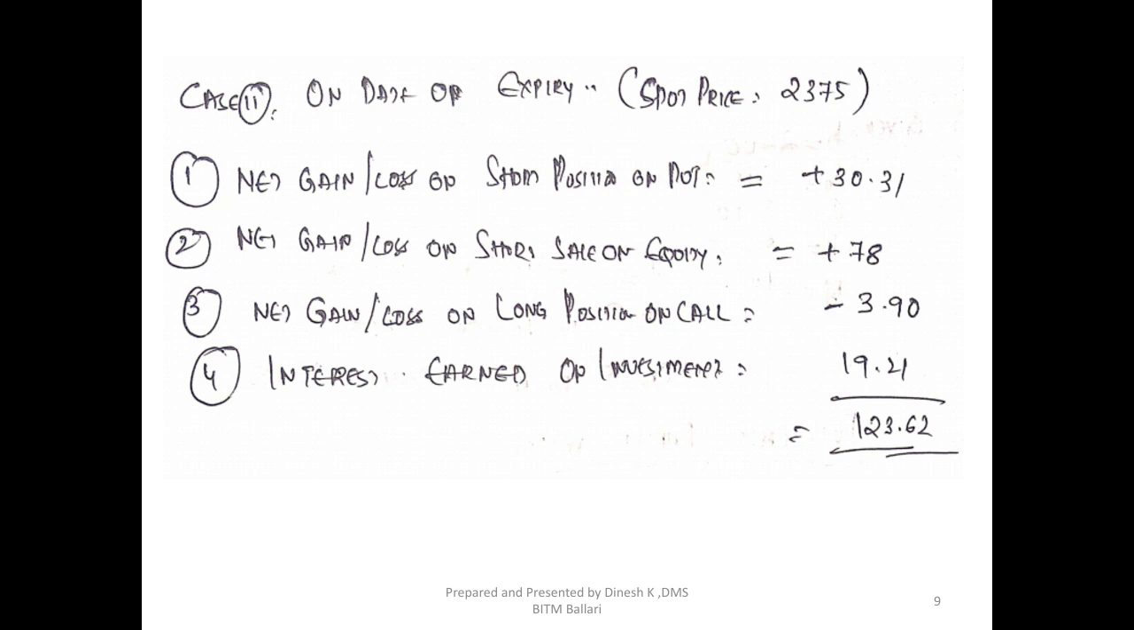Then I invested the money, for which I'll be earning the interest. Okay. So the overall interest comes out to be 19.21. So the profit that I'll be making here is 123.62. Fine. So this is how I'll be making the arbitrage profit.